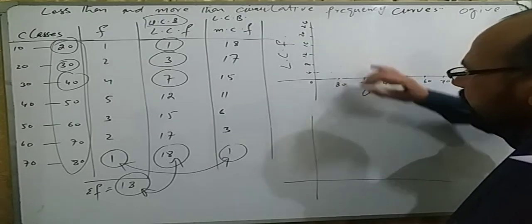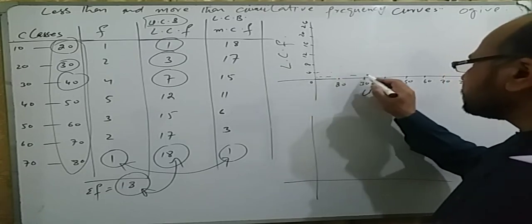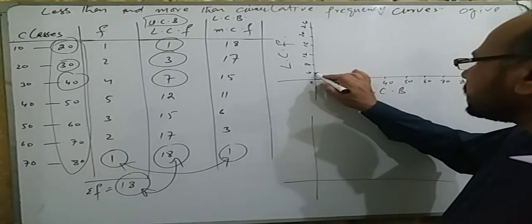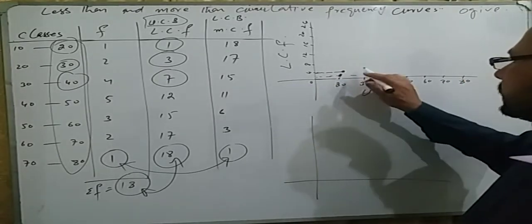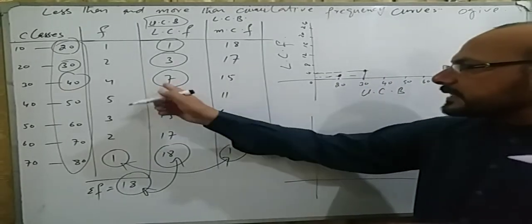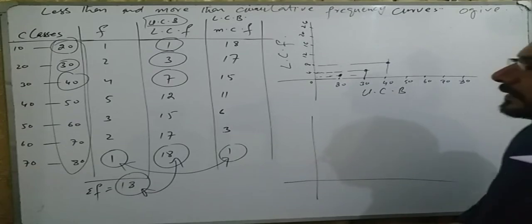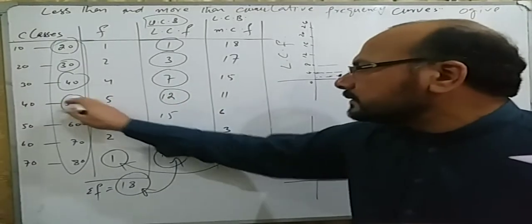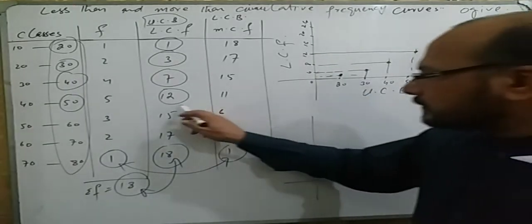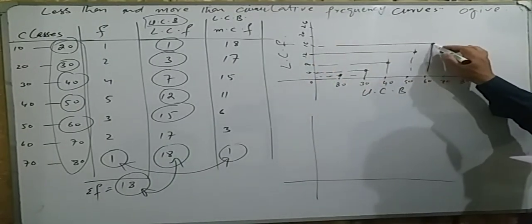Now if you see, 20 having cumulative frequency 1, so 1 is here just above 0. Then 3, it's also below 4. The next one will be here on 30. Then 7 on 40, 7 just below 8 on 40. Then 12 on 50. Then 15 on 60, 15 below 16 on 60.